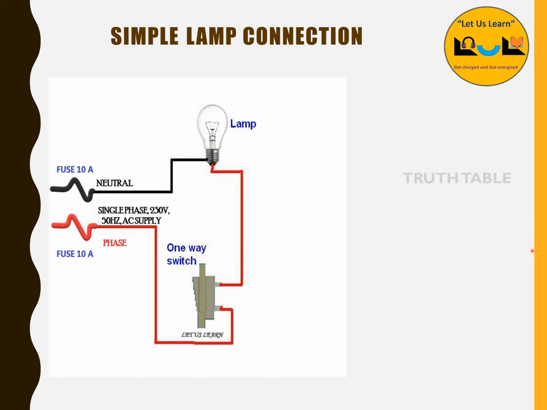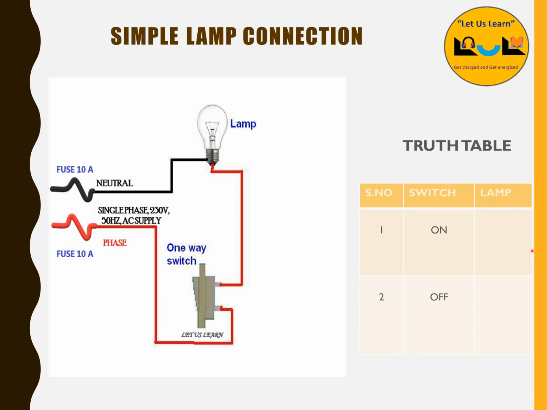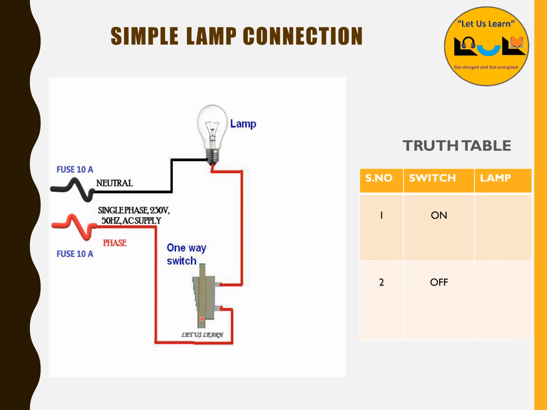With this circuit diagram, now we are going to discuss the truth table. When supply is given to the circuit and the switch is in the on position, the lamp will be on. The lamp will start to glow. Whenever the switch is in the off position, it won't give supply to the lamp. The current given to the lamp gets interrupted, and the lamp also goes off. So this is the truth table for the simple lamp connection. When the switch is on, the lamp is on. When the switch is off, the lamp is off.